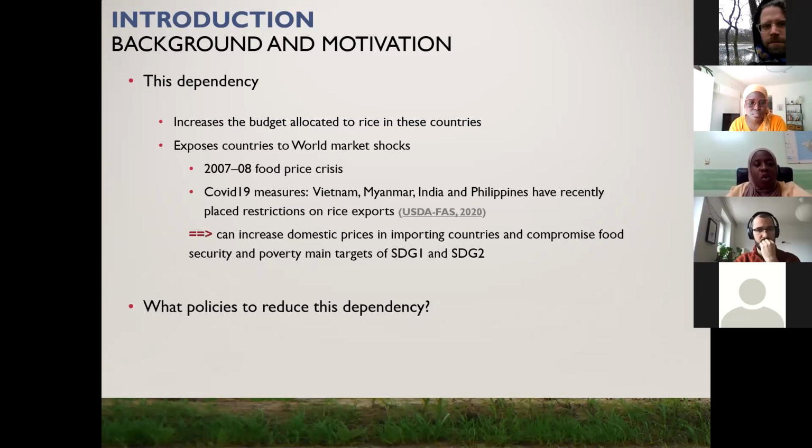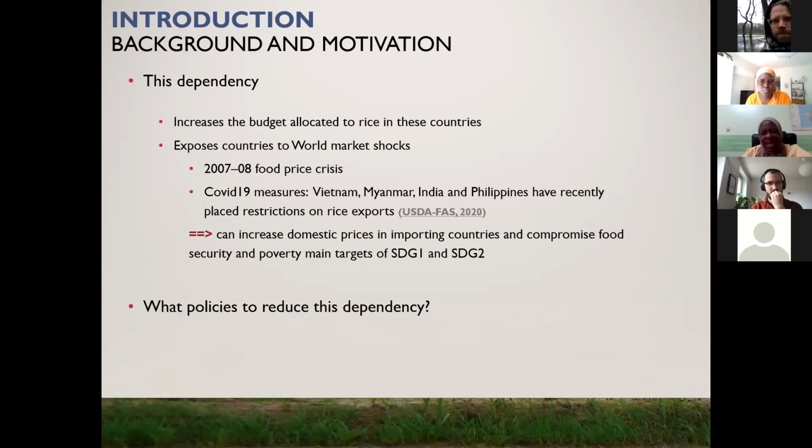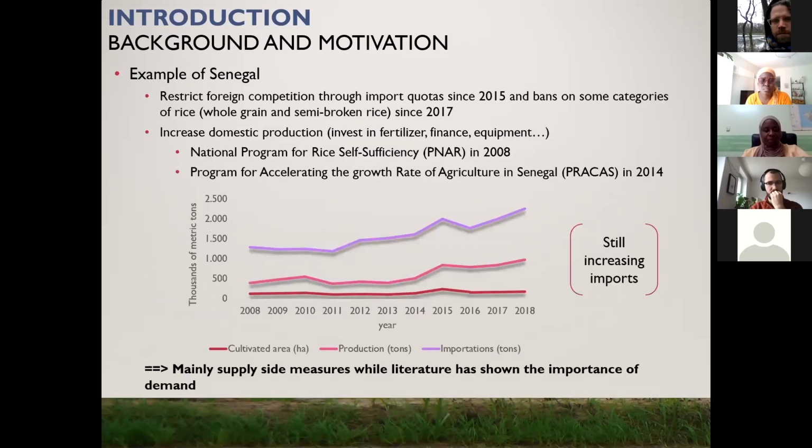So in face of all these problems, what policies are implemented to reduce this dependency? To answer this question, we will take the example of Senegal. Here, our government has put restrictions on foreign competition through import quotas since 2015, and also bans. Our government has put bans on some rice categories which they suppose are competing with local rice. These bans have been implemented since 2017.